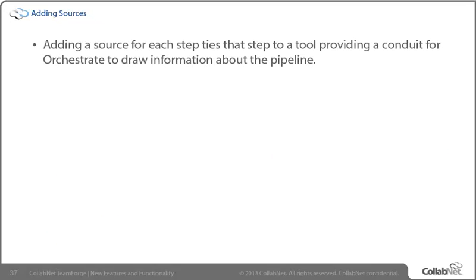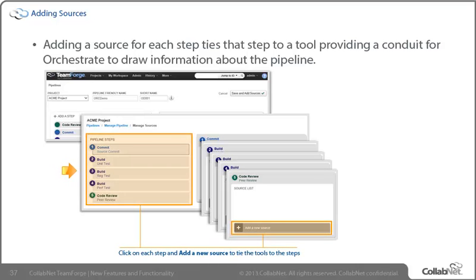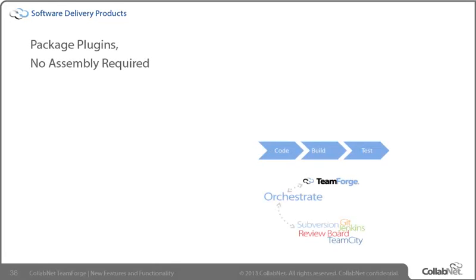For each step in your pipeline, you'll connect to the relevant repositories, build and test applications, and code review tools, enabling Orchestrate to communicate with them for traceability. Just select the pipeline step on the left and click Add a New Source. TeamForge Orchestrate comes with several packaged plugins which help to automate the delivery pipeline. These packaged plugins require no special coding.